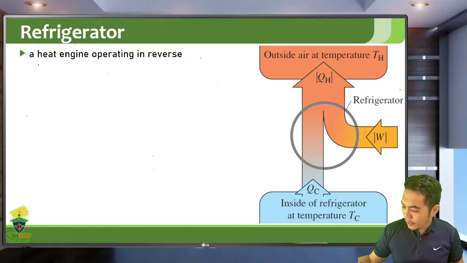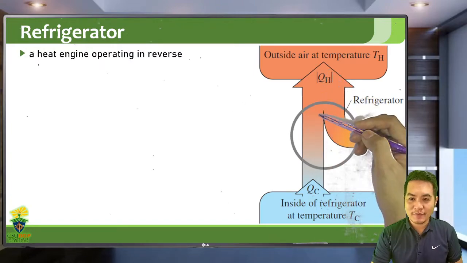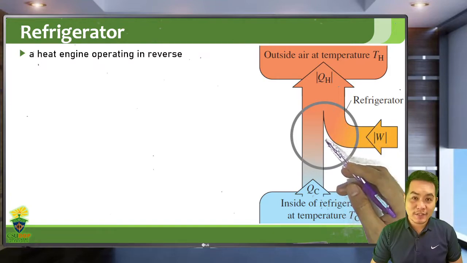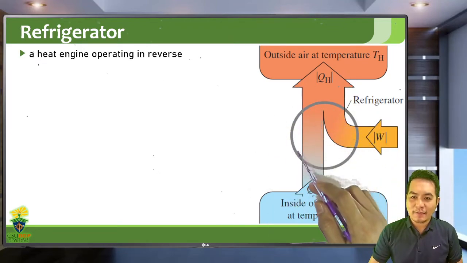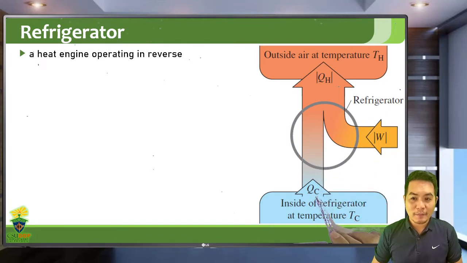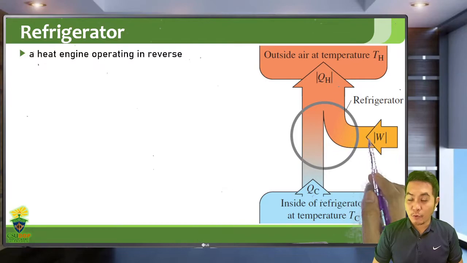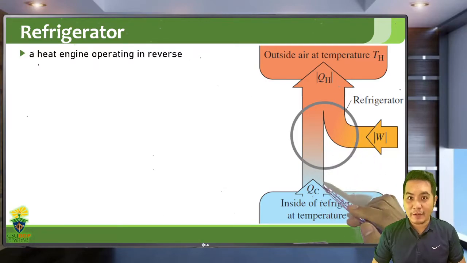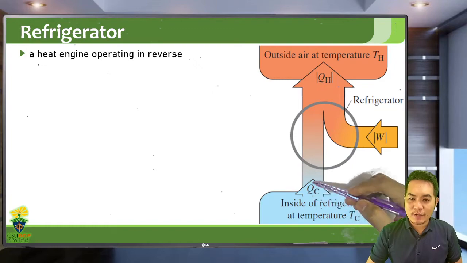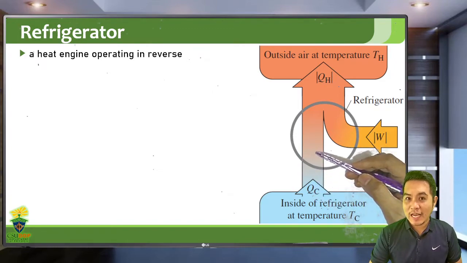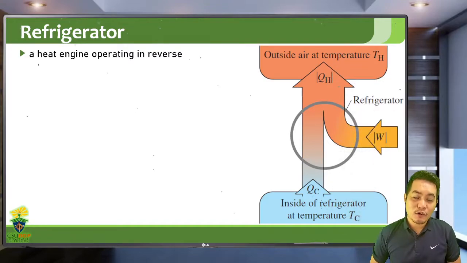Now, if you recall the diagram for a heat engine, it absorbs heat from a higher temperature region and does work, and then exhausts some of the heat to a lower temperature region. But as you can see in this diagram, the refrigerator absorbs heat from the lower temperature region, the inside of the refrigerator, and it can only do that if work is being done on the refrigerator, if heat is being pumped from the cold region to the hot region. So heat is absorbed by the refrigerator from a cold region, by doing work on the refrigerator, and then it releases heat to a hot or higher temperature region.